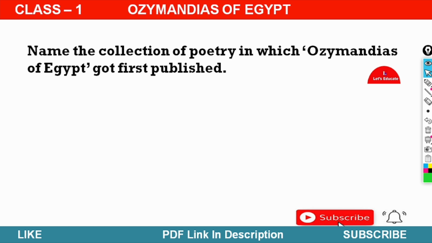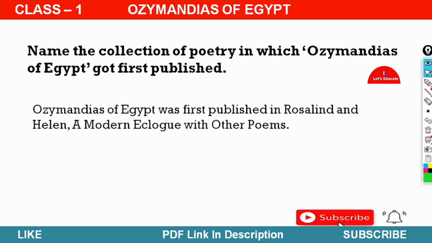Okay. Ozymandias of Egypt was first published in Rosalind and Helen, a modern eclogue with other poems. The name of the book is what? Which is your actual answer? Actual answer is from here. The name of the book is Rosalind and Helen, a modern eclogue with other poems.